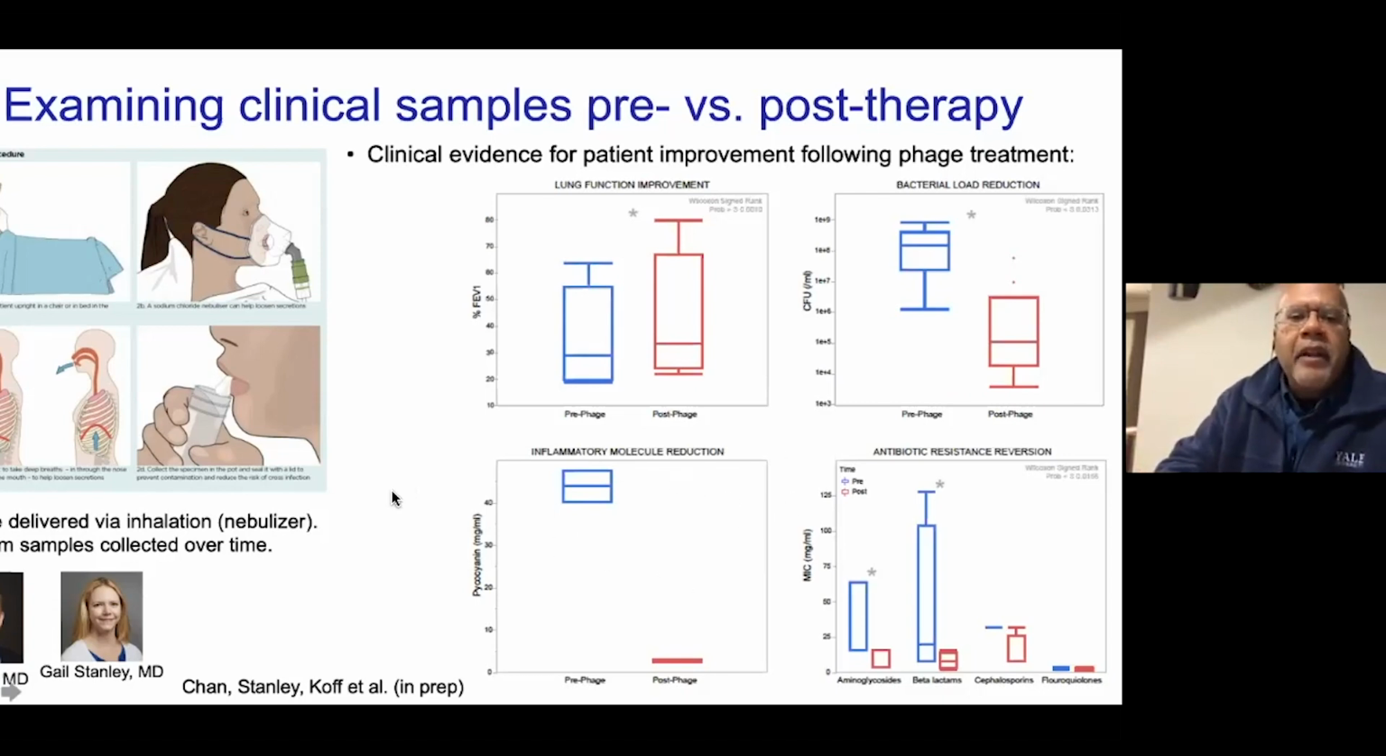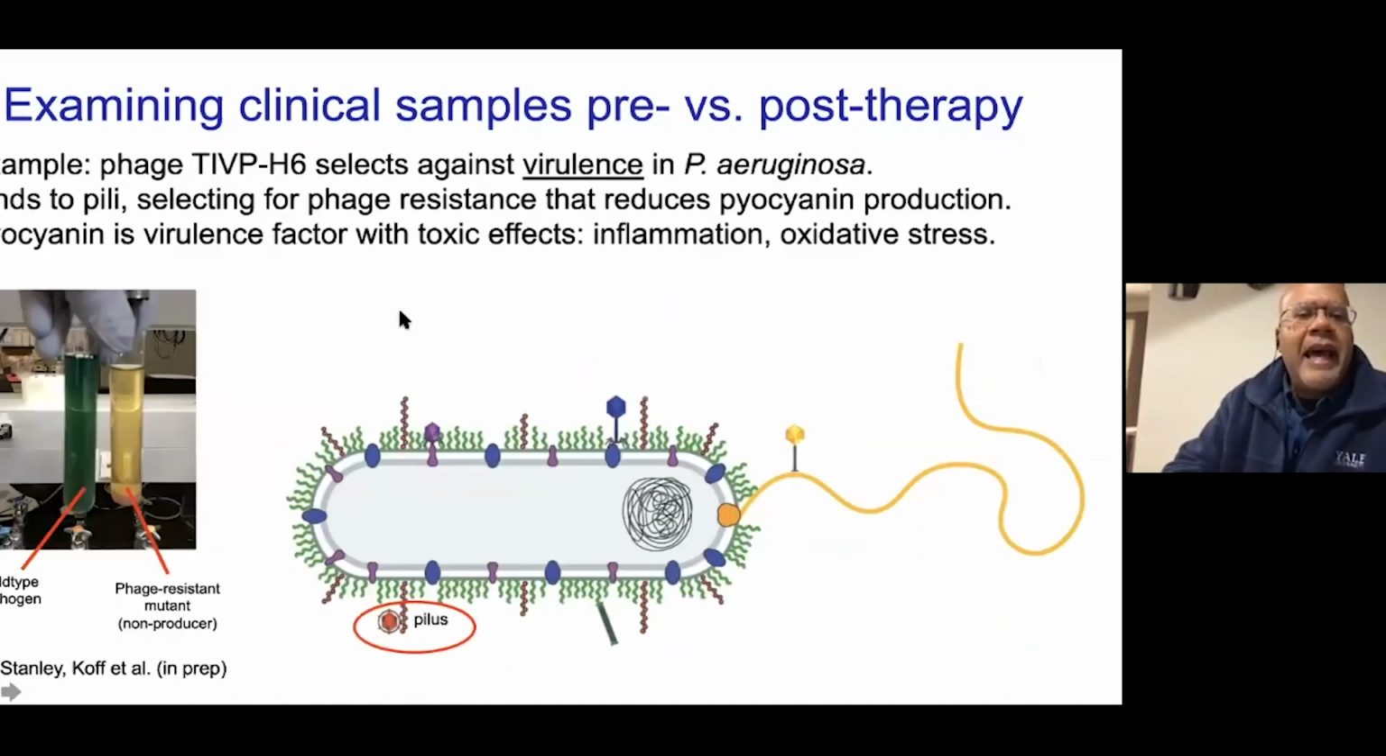Now this inflammatory molecule reduction, I have to spend another slide to explain that. So some phages are specific to pili, the pilus of a bacterial cell. And in the case of P. aeruginosa, the pili are associated with a virulence factor, a chemical called pyocyanin. So these phages that we have found bind to the pili, and they use that to enter and kill the bacteria. And this selects for the bacteria to get rid of the pili. And when they do that, they are debilitated in their ability to make pyocyanin, which is this nasty chemical which glows bright green, and it allows the bacteria to be an effective pathogen that causes a bunch of tissue inflammation and destruction in the human lung.